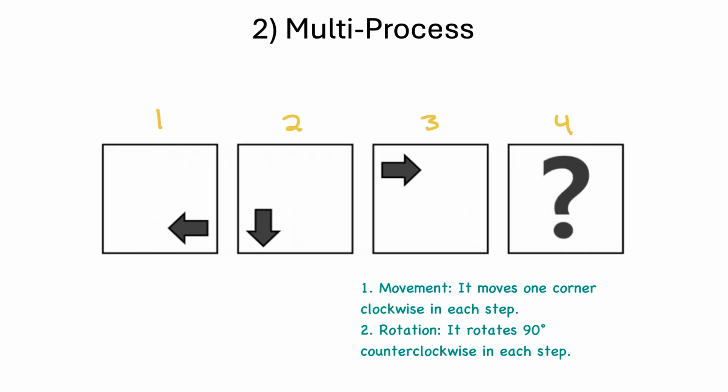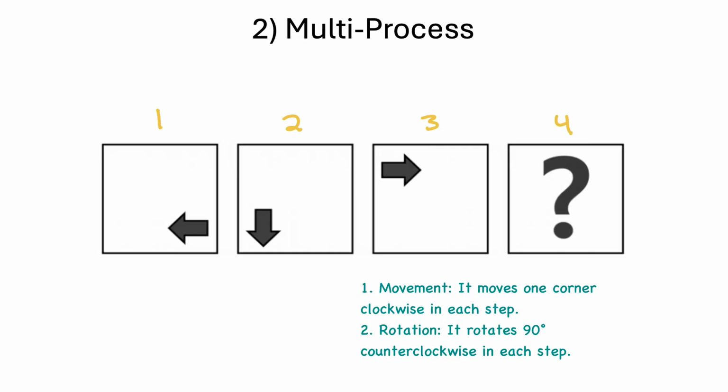So the key idea here is, unlike the single process type of problem, where you simply must apply that single rule to predict the next frame, in this case you have to apply both processes to predict the next frame. So let's do that. We can go ahead and first confirm that this is consistent across all of the given frames. So if we look at 2 and we compare that to 3, we have a movement clockwise to the next corner, and that's what we see here with the arrow in this position in frame 3.